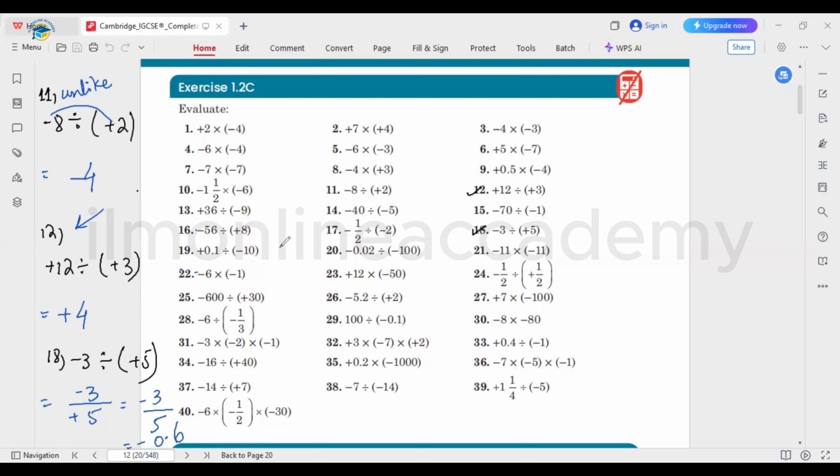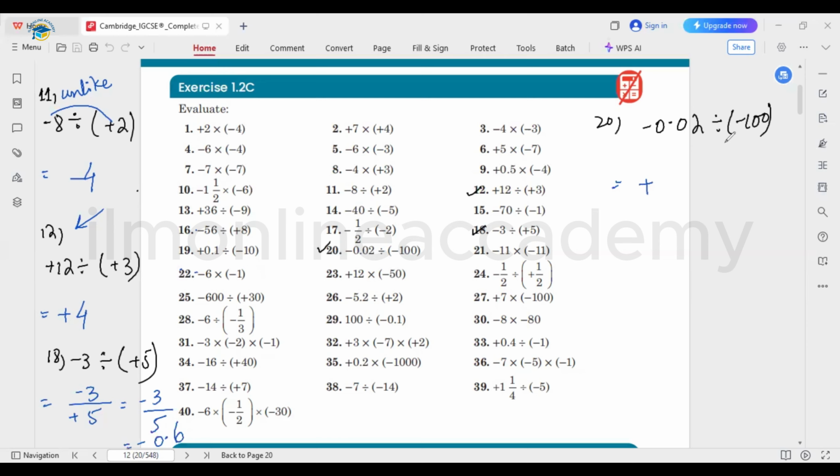Okay, let's see how we can go with part number 20. We have the 20th part as -0.02, and we need to divide it by -100. For this division, we have negative, negative, positive. As I told you, if we have like signs, we will be using the positive sign again, and we need to divide 0.02 by 100.